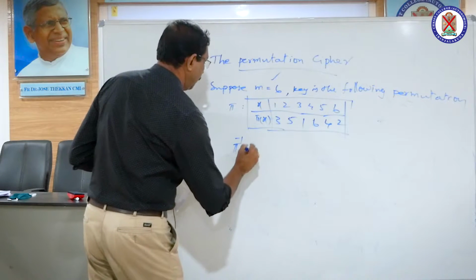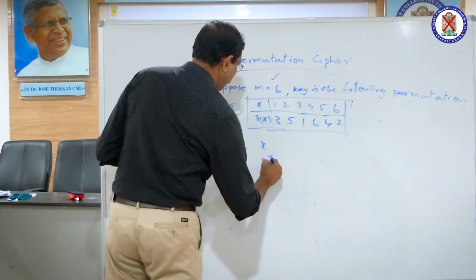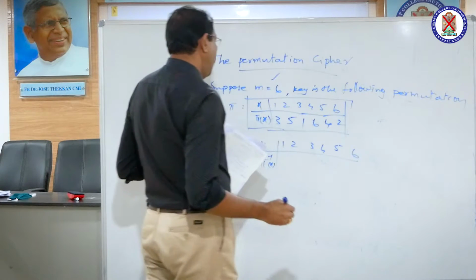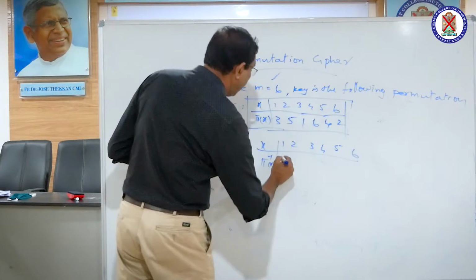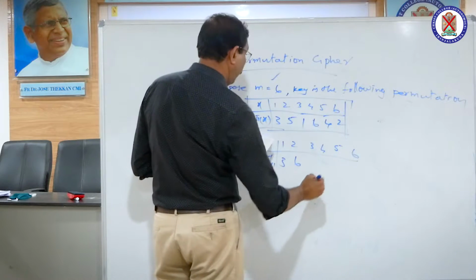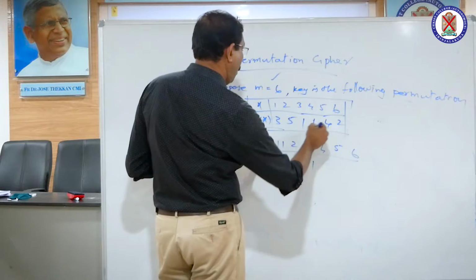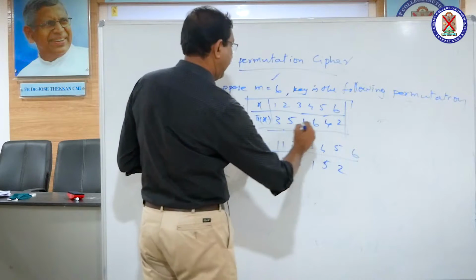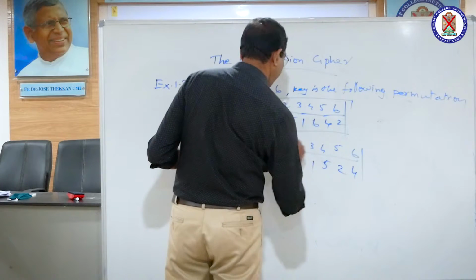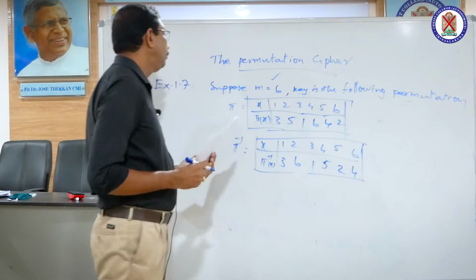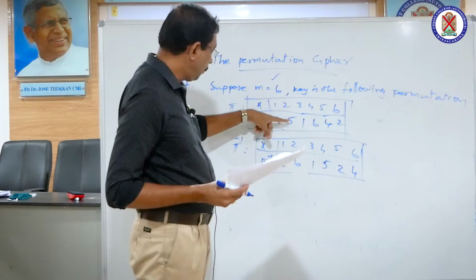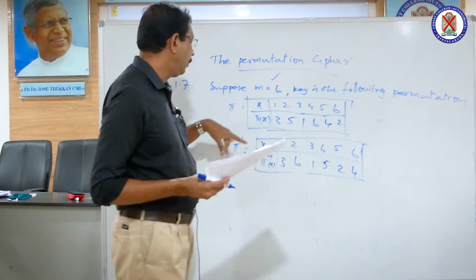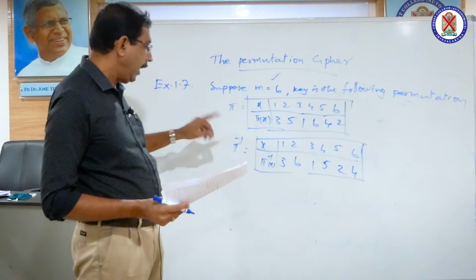Now, permutation pi inverse will be x pi inverse of x. Suppose we write again 1, 2, 3, 4, 5, 6. What will be the inverse permutation? That is, 1 goes to 3, 2 goes to 6, 3 goes to 1, 4 goes to 5, 5 goes to 2, and 6 goes to 4. This is the inverse permutation. Therefore this is pi and this is pi inverse.